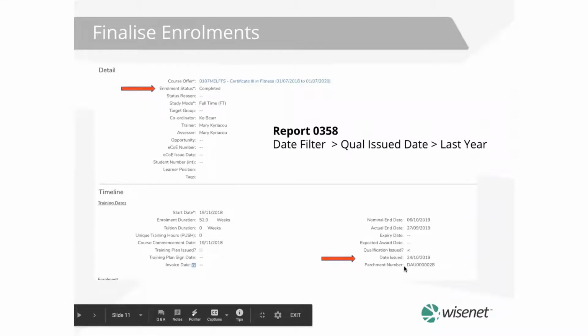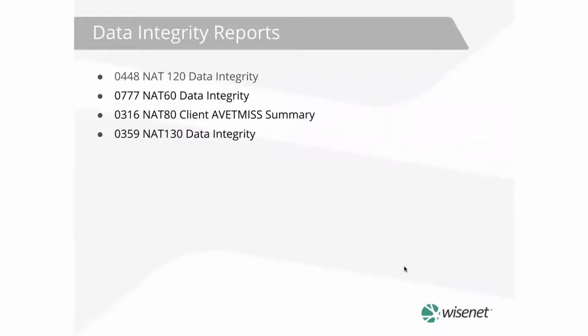All right, this is a list of the main data integrity reports that I will recommend. So you have the NAT 120, which is your enrollment data file. That's the biggest file, and most of your errors are against the NAT 120. The NAT 60, which is your unit file, as we were talking about, mostly those are duplicate errors or any VET flags or unit of competency flags missing. That's what will come up on the NAT 60.